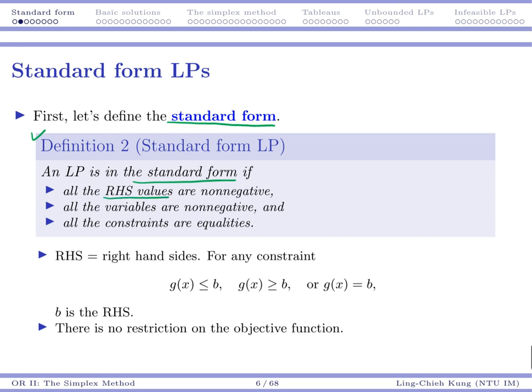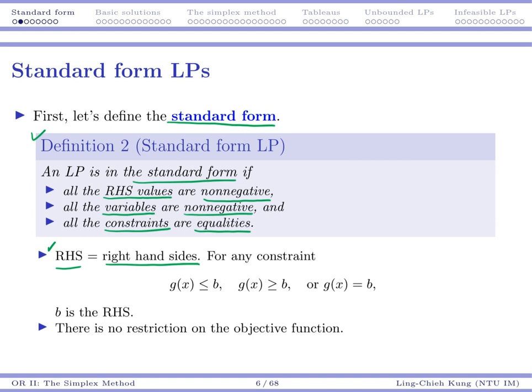All the right-hand side values are non-negative. All the variables are non-negative. And all the constraints are equalities. Okay? So right-hand side may need a specific definition. RHS is the abbreviation of right-hand side.